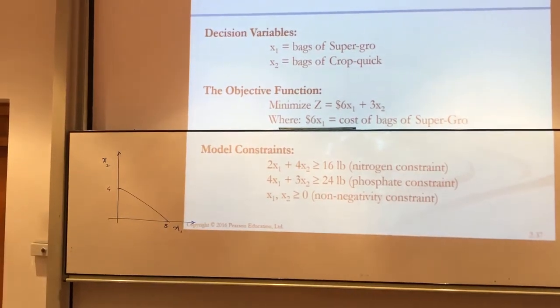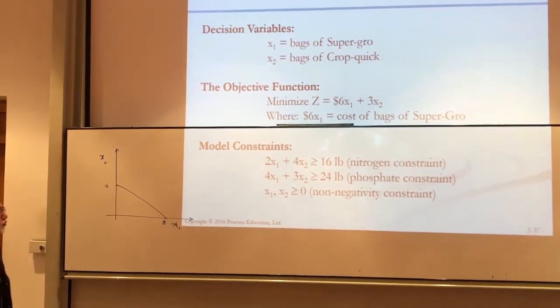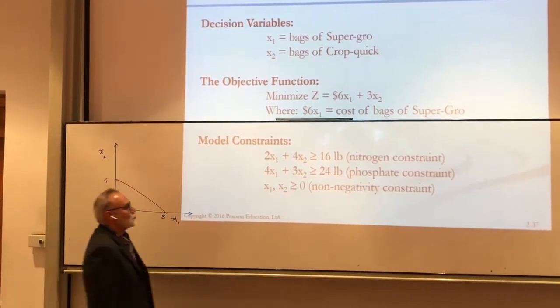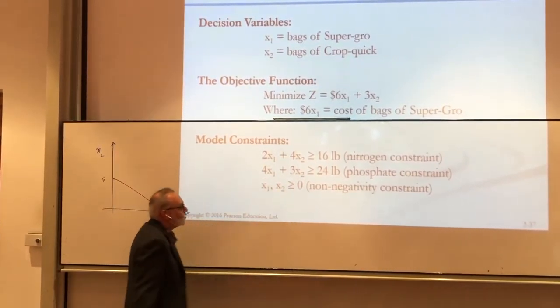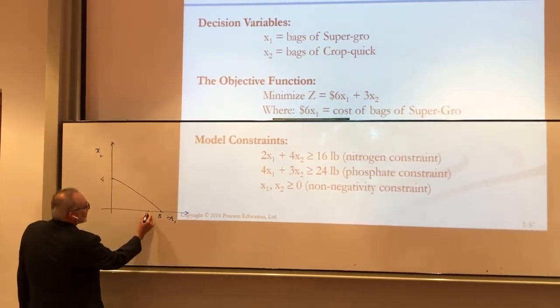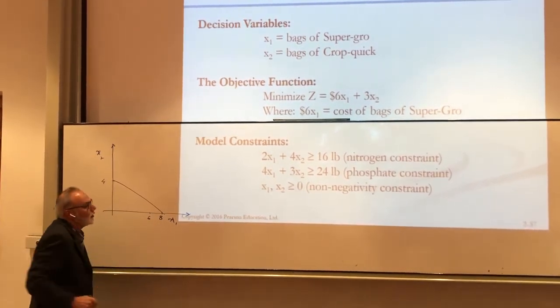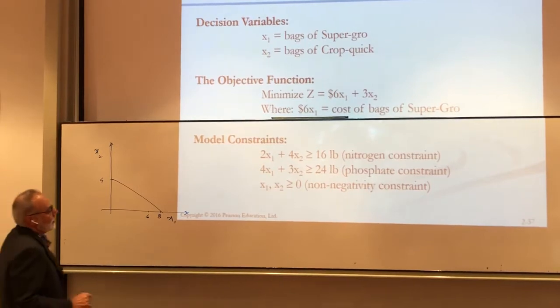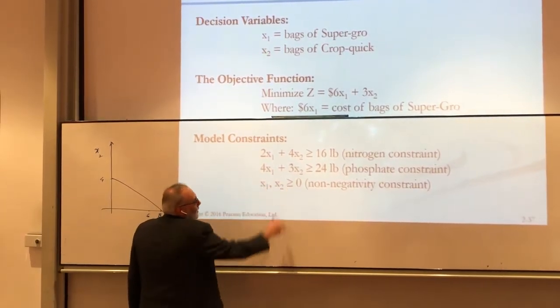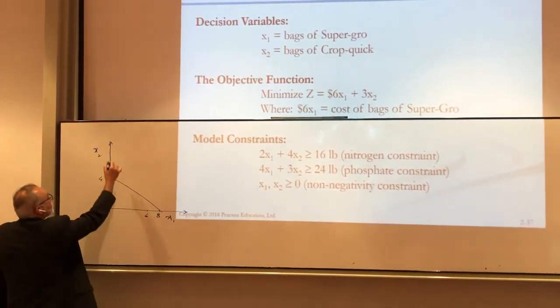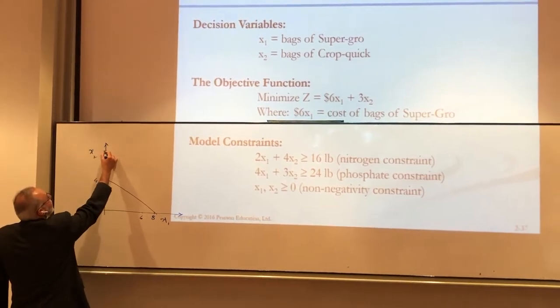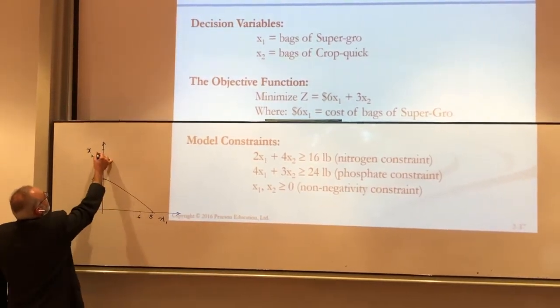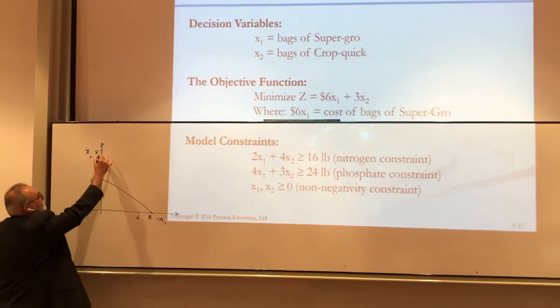And then we have 4x1 plus 3x2 equal to 24. When x2 is equal to 0, x1 will be equal to 6. So let's say this is 6. And when x1 is equal to 0, x2 will be equal to 8. So let's say this is double of that, 8 here. And join them.